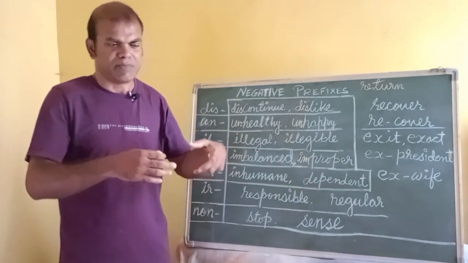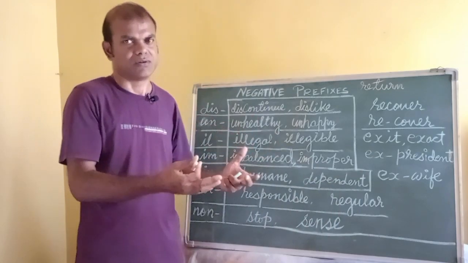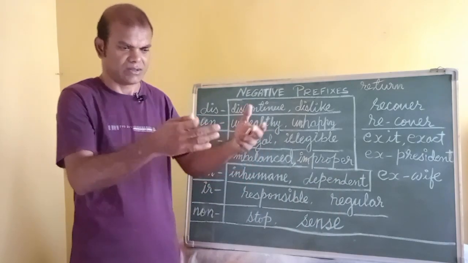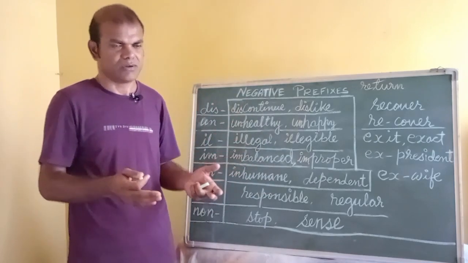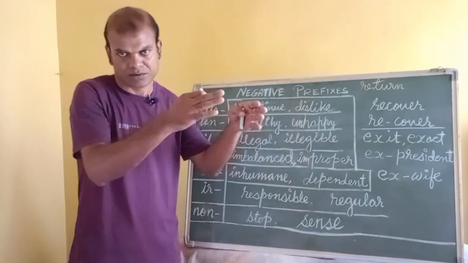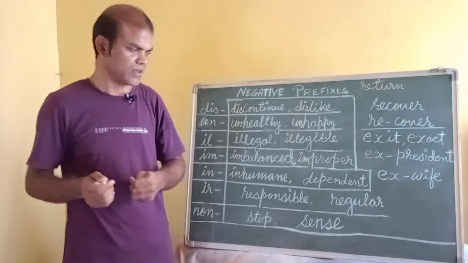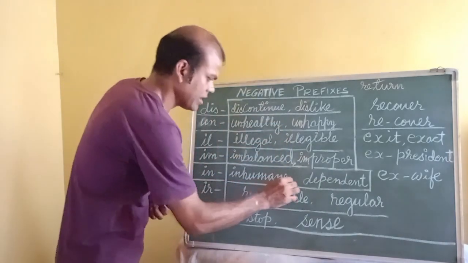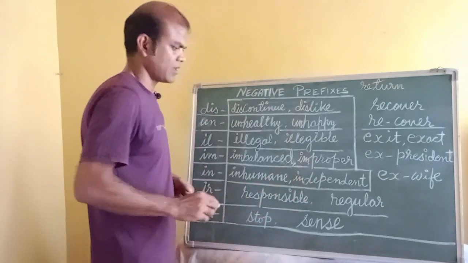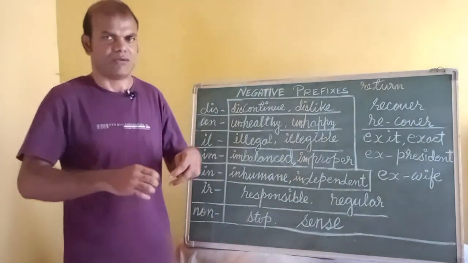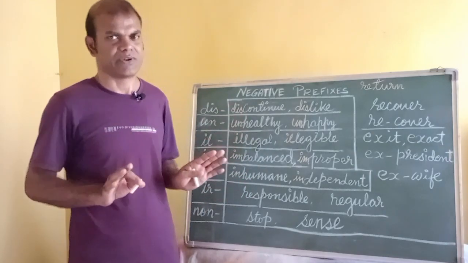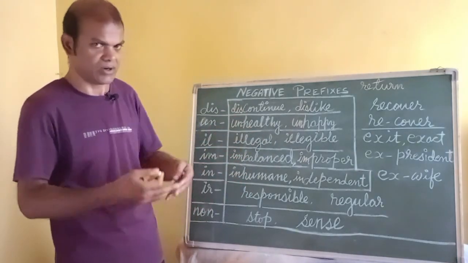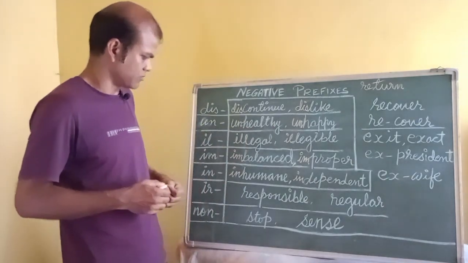Dependent. Something needs support to do whatever the thing or that person wants. That is known as dependent. That thing is depending on something. If we add in before it, we'll get independent. Now that thing or that person doesn't need any help or any support, it is free, it can do by itself whatever it wants to do.